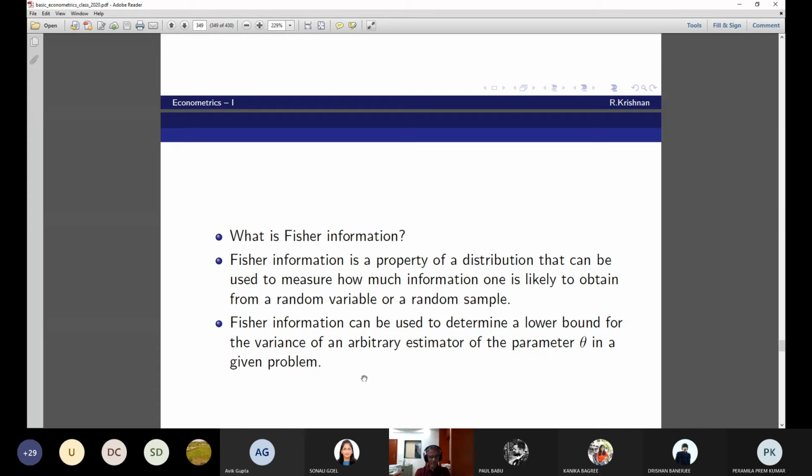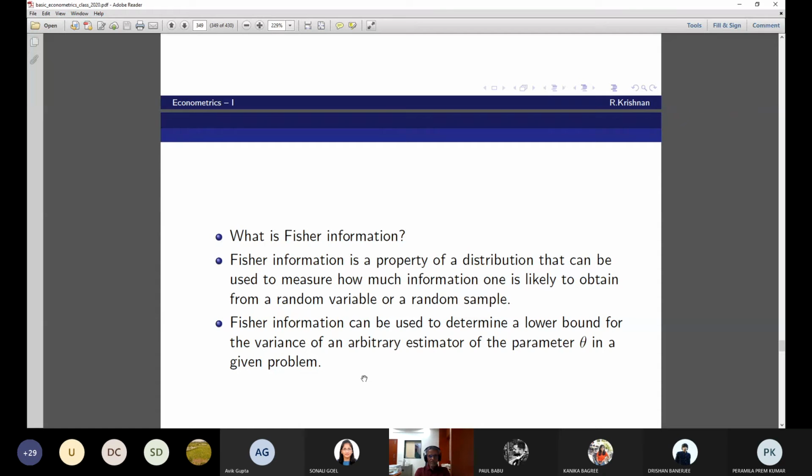Fisher information will be used in the Rao-Cramer lower bound. Literature says it's the Cramer-Rao. I would like to say Rao-Cramer because Rao found it in '44 and Cramer gave it in '45, so let's put Rao first. It's the Rao-Cramer lower bound, otherwise called the Cramer-Rao lower bound in the literature. This Fisher information can be used to determine that lower bound.